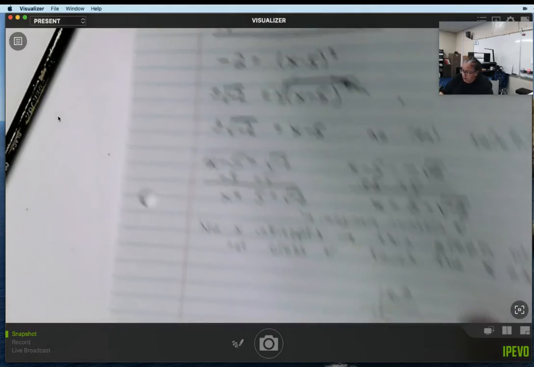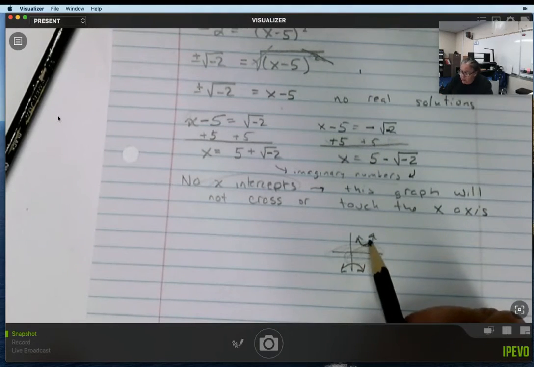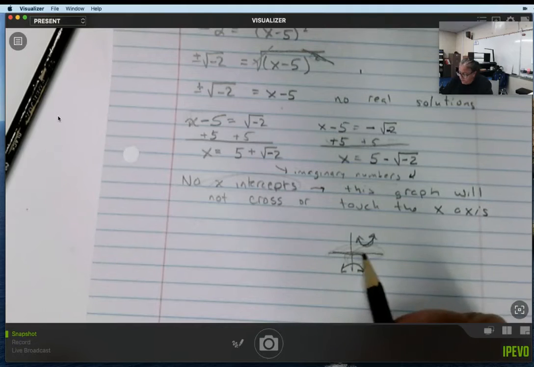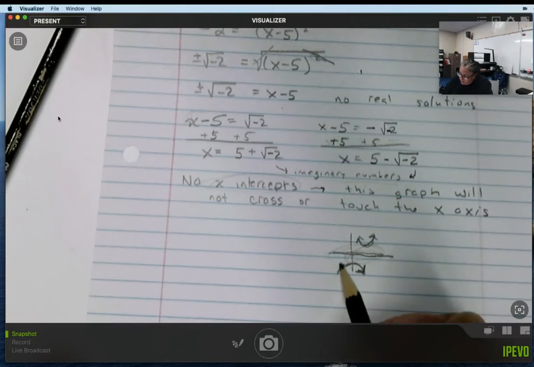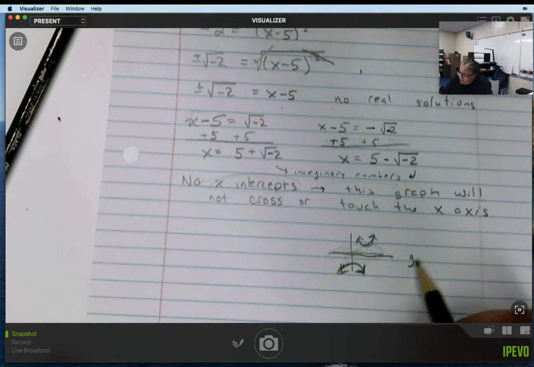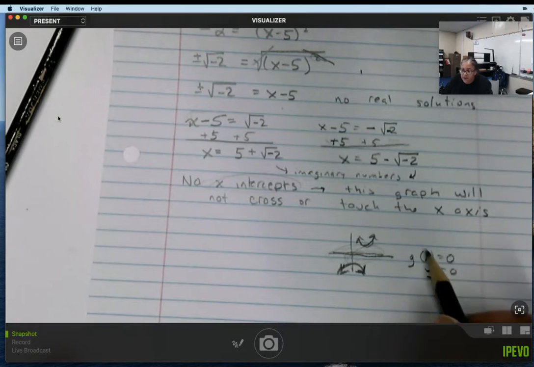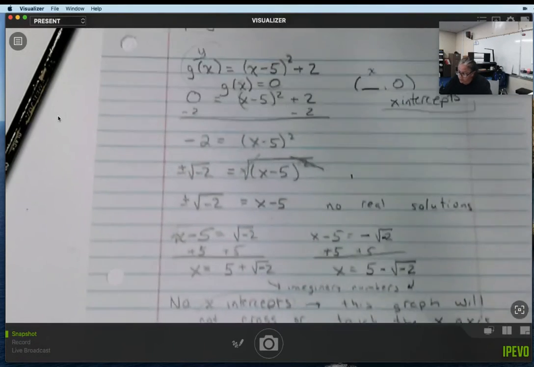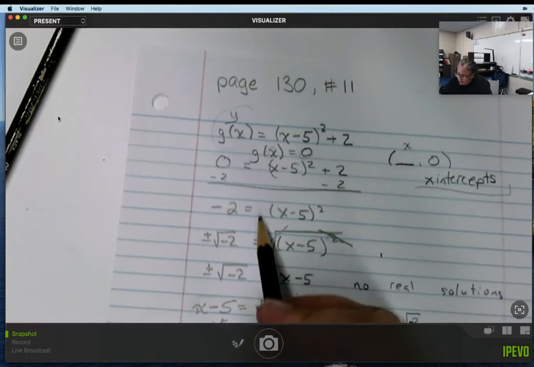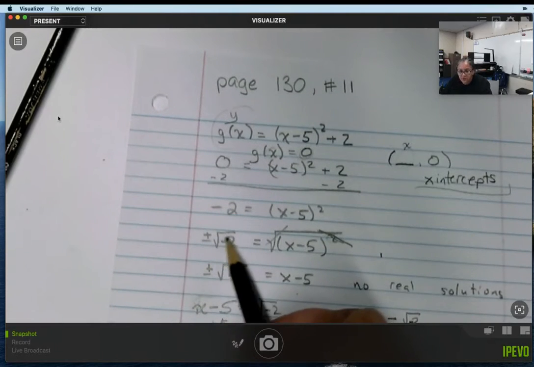and this graph will not cross or touch the x-axis. And that's okay. A parabola that looks like this never crosses the x-axis, and a parabola that looks like this never crosses the x-axis. Remember, we were looking for g of x equals 0. That's the same as y equals 0, and that never happens in our parabola. The reason is we got a negative under the radical.